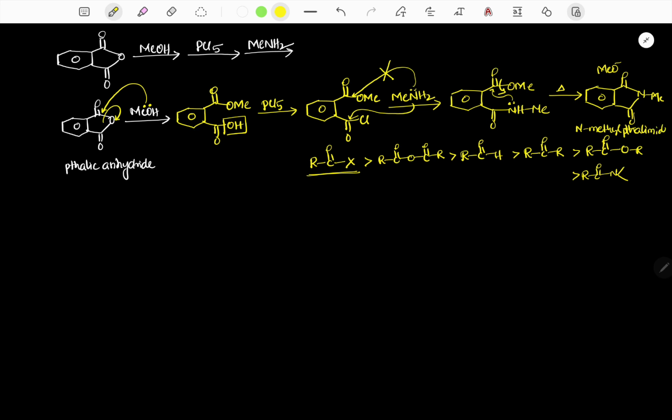N-methyl phthalimide. It is a final compound. The first reaction is nucleophilic substitution, the second reaction is also nucleophilic substitution, and in the third reaction, when the nucleophile attacks, COCl is more reactive, so it gives the corresponding product which on heating can form the cyclic compound.